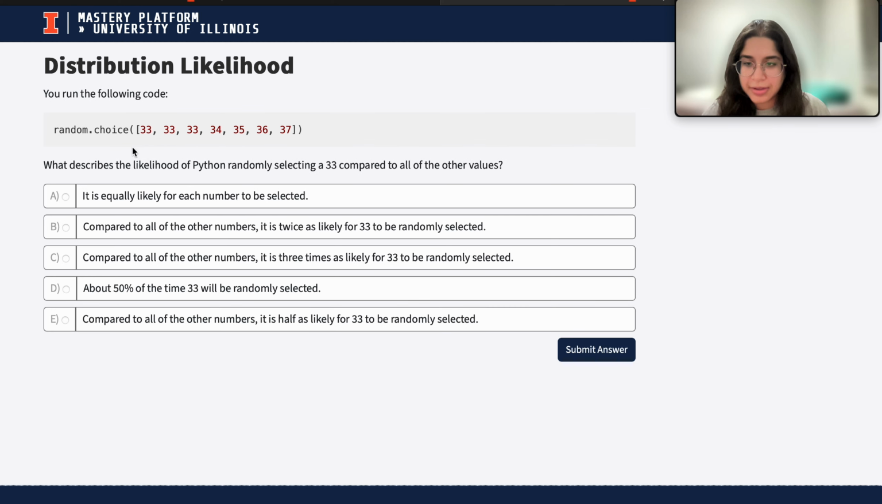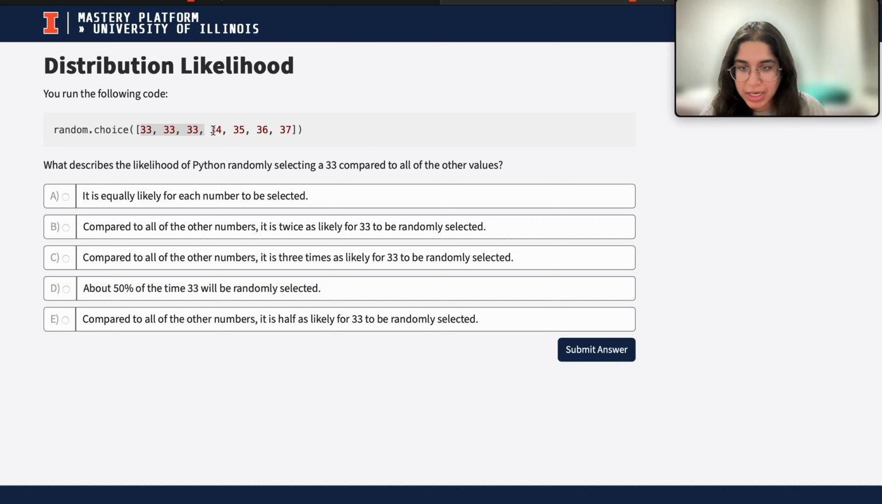Now, if we generate another instance of this problem, we can see that our random generator is different. What describes the likelihood of Python randomly selecting 33 compared to all the other values? Well, out of these 1, 2, 3, 4, 5, 6, 7 values, out of these total 7 values, 33 occurs 3 times. So the probability of picking 33 is 3 out of 7, which is basically almost 50%.